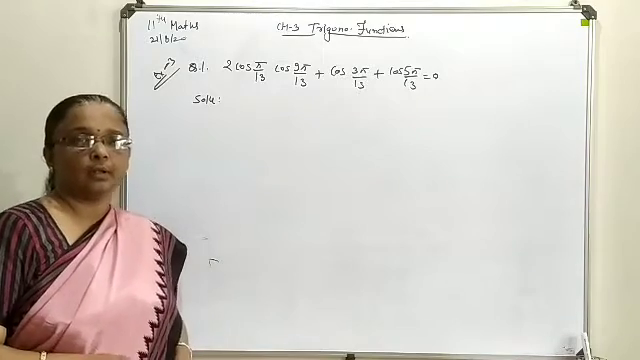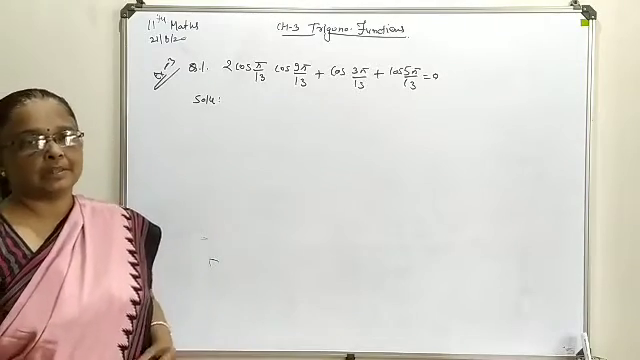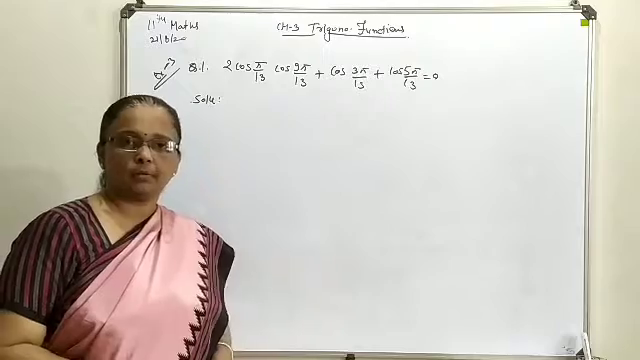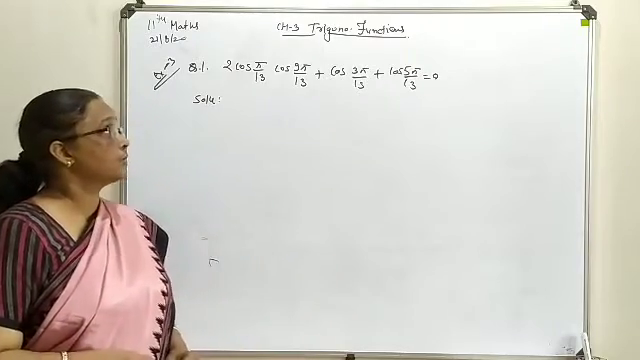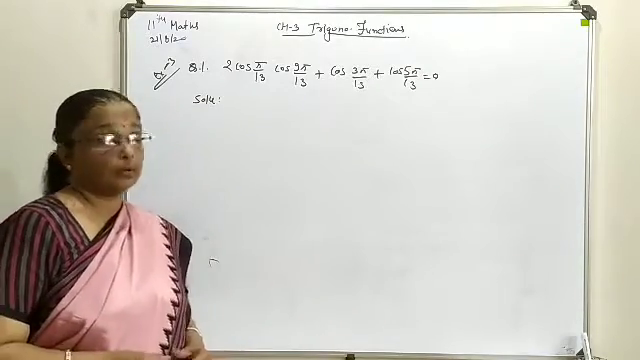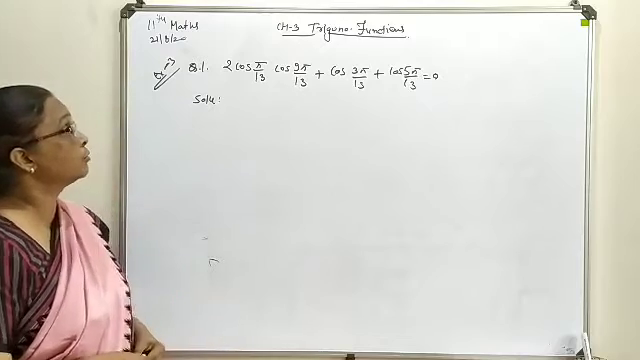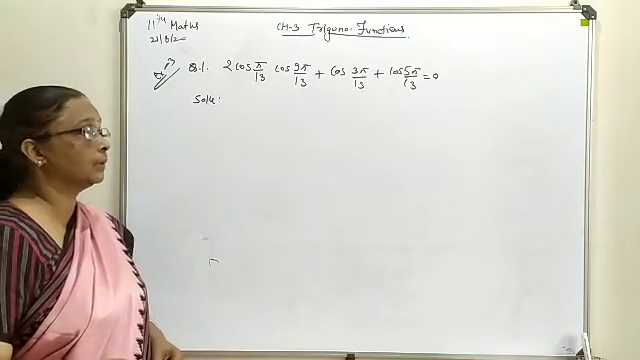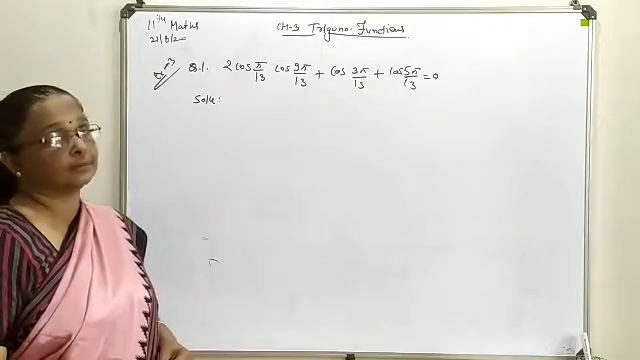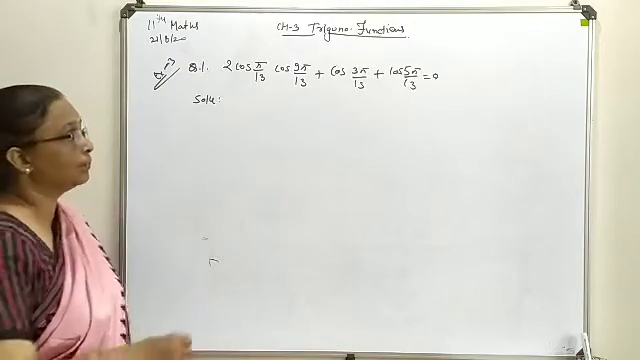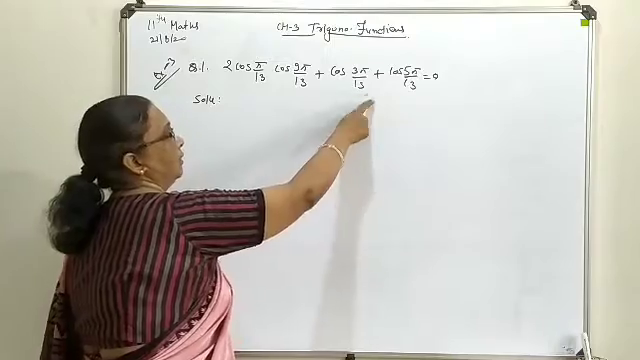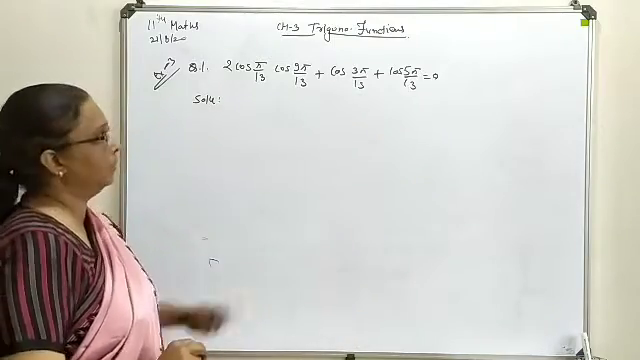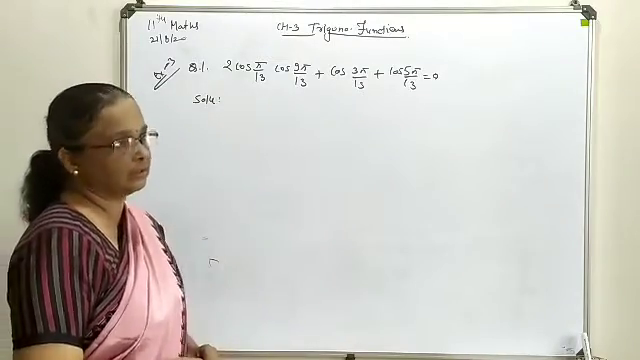Hello students, today we are going to start with the miscellaneous exercise of chapter 3. So here first we are going to discuss the first question, which is 2 cos pi by 13 cos 9 pi by 13 plus cos 3 pi by 13 plus cos 5 pi by 13. These two terms are written in a separate form.